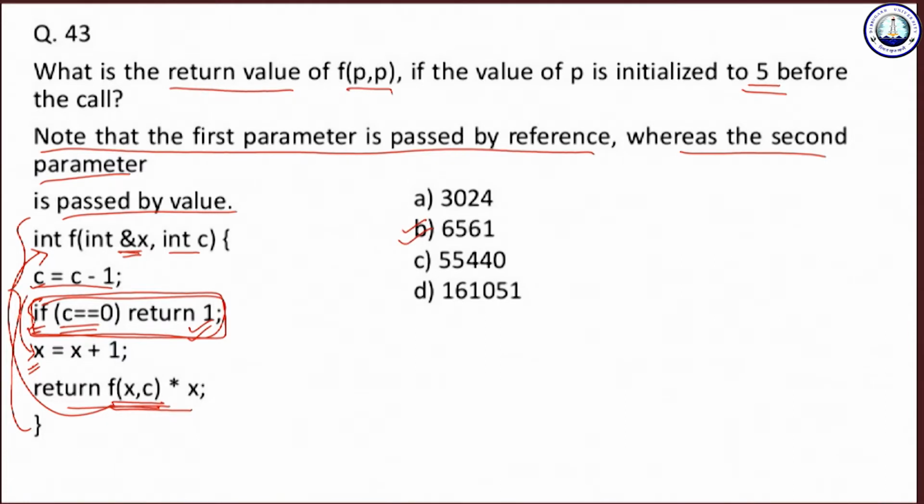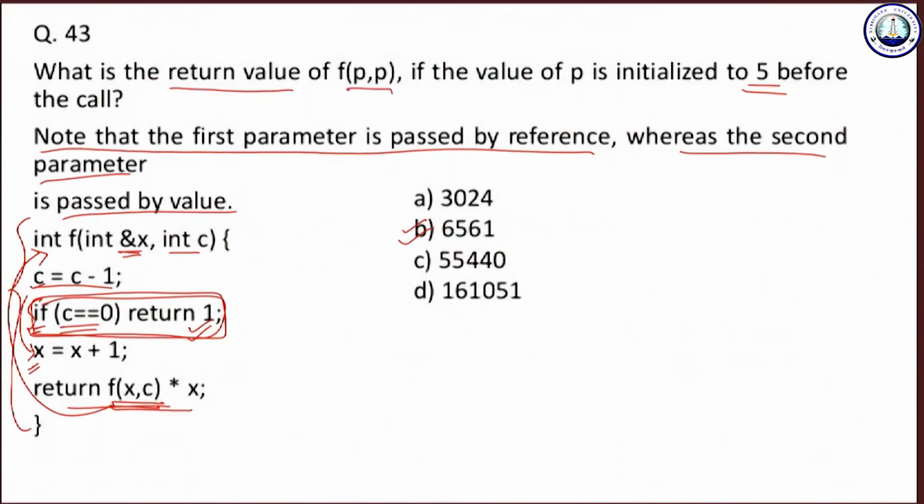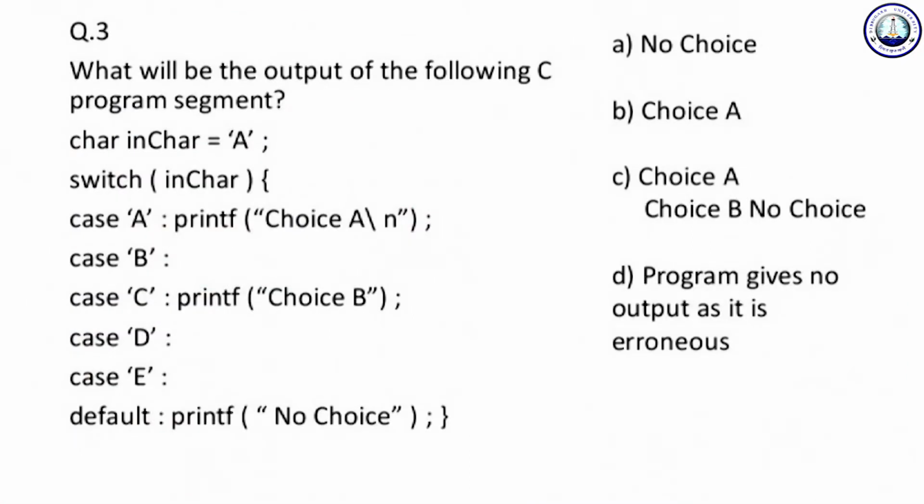Okay. So, you have to be very careful for this x value, as for this x, for this x, for this x, for this x, because here it is clearly mentioned as it is a pass by reference. Okay. So, as this is a pass by reference, we cannot ignore its concept. Okay. So, from this question the answer is 6561. Then coming to the next question.